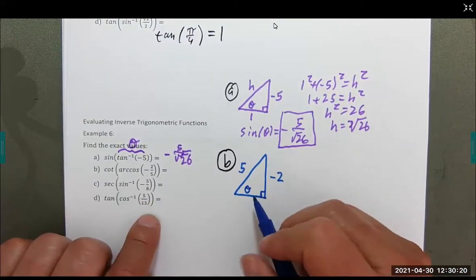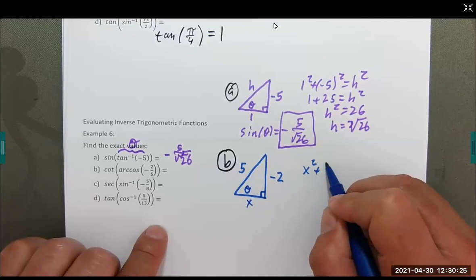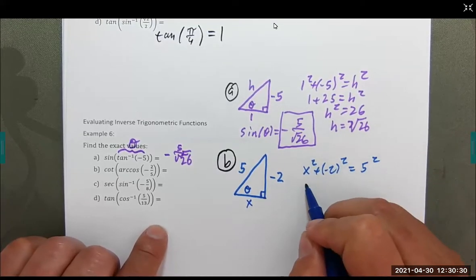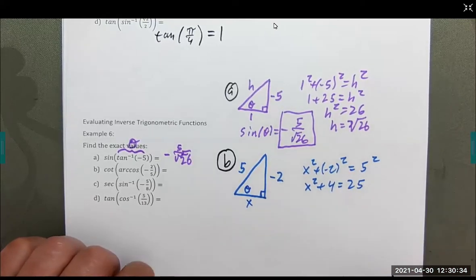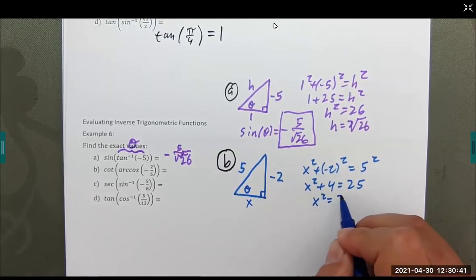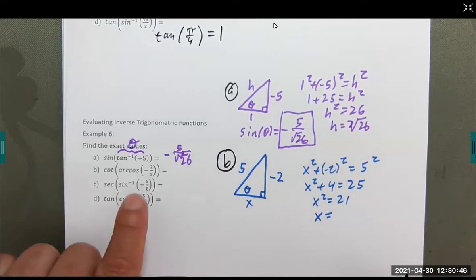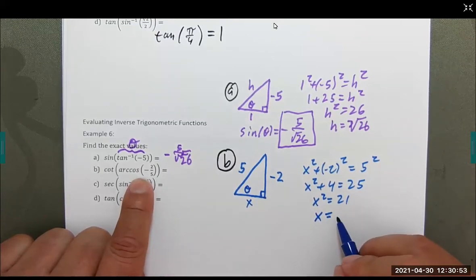And to get that missing side, we'll call that x. So x squared plus negative 2 squared equals 5 squared. So we get that x squared is 21. X is going to be, now our cosine is negative in quadrant 2, which means this is going to be a positive root 21.